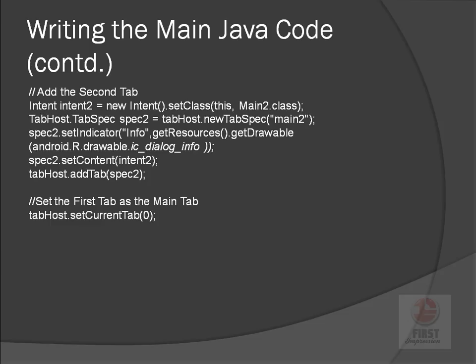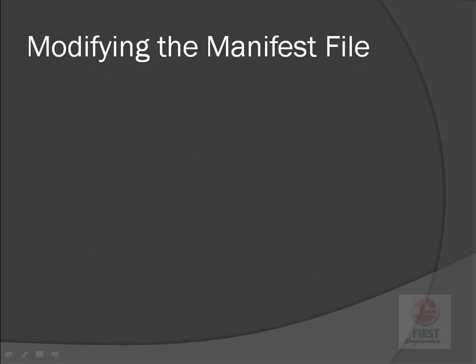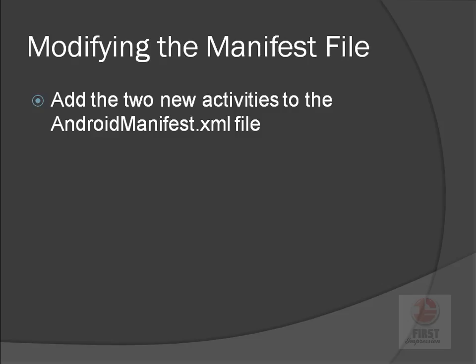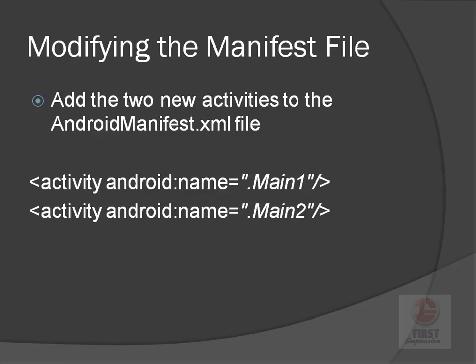So you will say tabHost.setCurrentTab(0). This will indicate to select the first tab out of the n number of tabs you have as the current tab. In case of an exception, just toast that exception at the output. I hope we are good up till now. Once we are done with this, we can modify the manifest file by adding the activities to it. So we had two activities, main1 and main2. We have added the activities to the manifest file. After doing this, we can run the application.